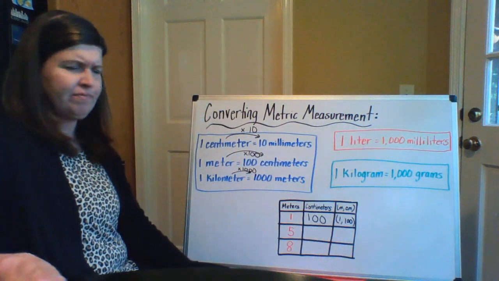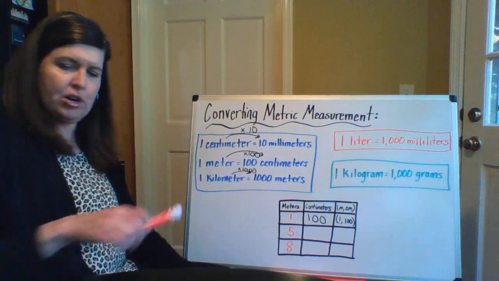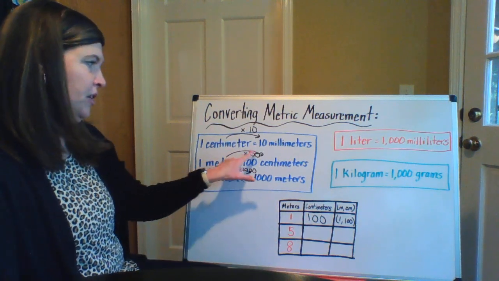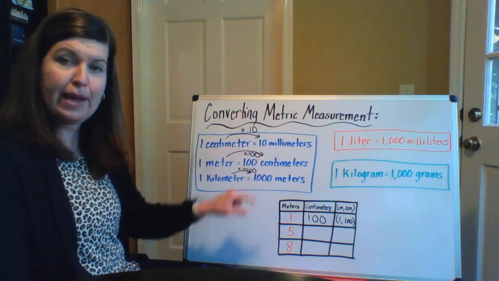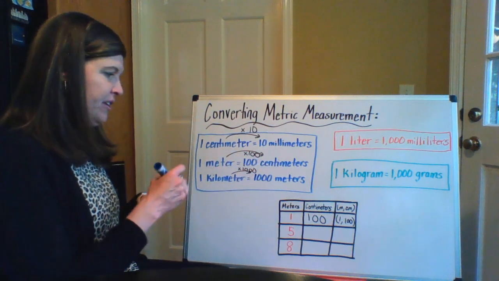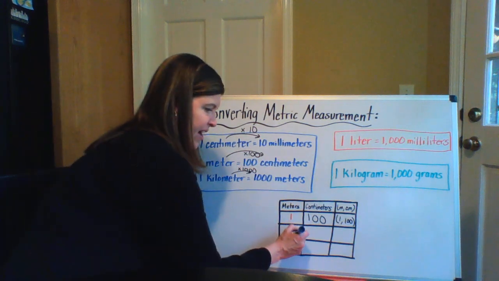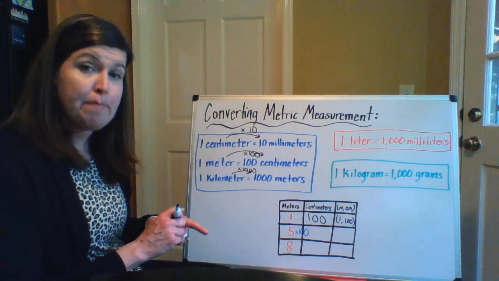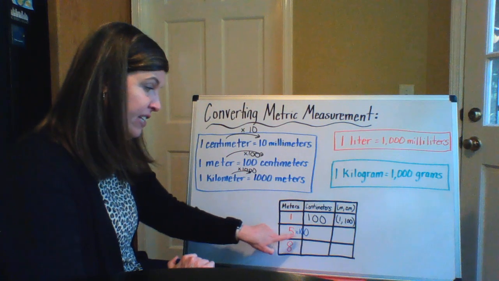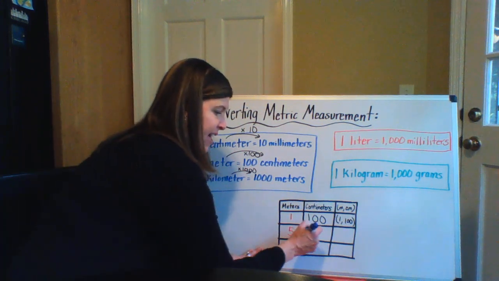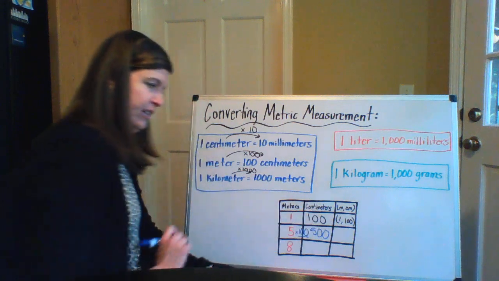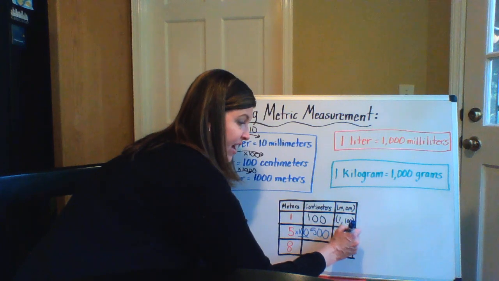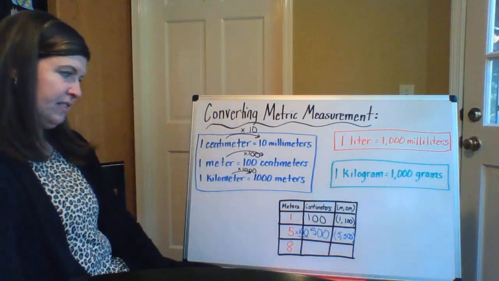Let's look at the next one. Pull out a different color marker. If I have 5 meters, and I have to do the conversion, I know I have to multiply by 100, so I would multiply 5 times 100. And this is how it gets easy, because we've done this before, right? We look at the base fact, which is 5 times 1, 5, and then we add our zeros, which makes 500. So we know that 5 meters equals 500 centimeters.